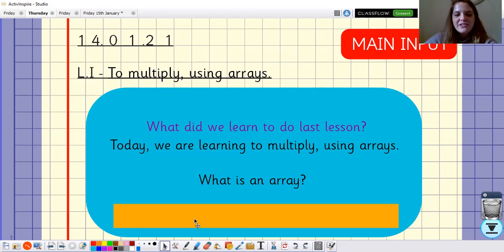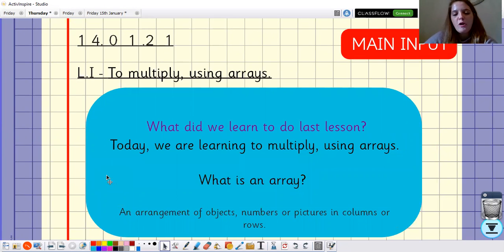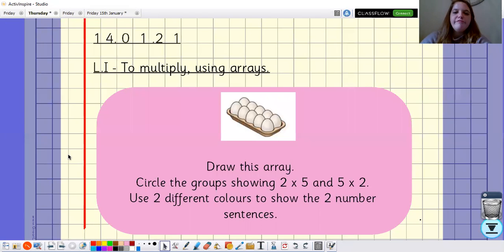Okay, good. So an array is an arrangement of objects, numbers or pictures, which are arranged in columns, which go down, or rows, which go across. Okay, so we have got an array here, and this array has been made using eggs. Looking at this picture here, I'd like you to draw this array. So you need 5 along the top, and 2 going down. So 2 rows of 5. I'd like you to draw that on your paper now. We'll come back together in a moment.